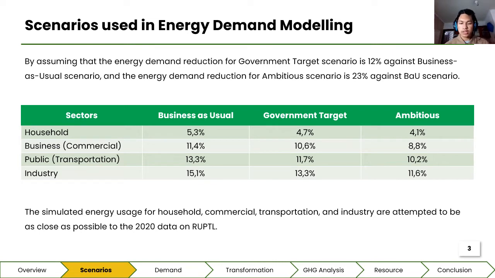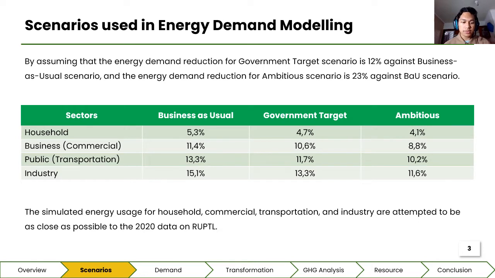So based on these two assumptions, we can make the data as you can see in the table. For the household sector, in the business as usual, we have 5.3%, government target 4.7%, and the ambitious 4.1%. For the business or commercial sectors, we have the business as usual scenario with the data of 11.4%, government target 10.6%, and the ambitious 8.8%.